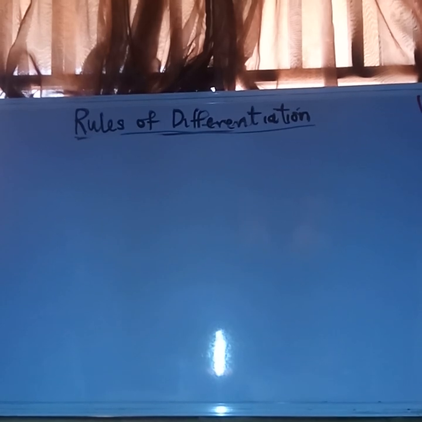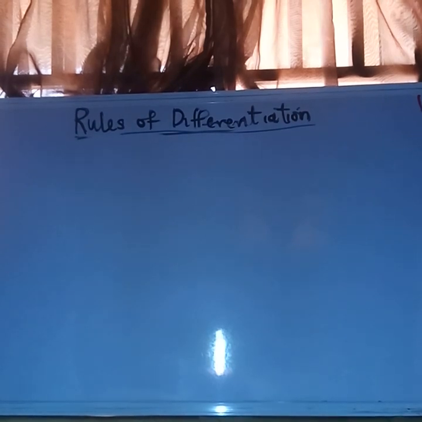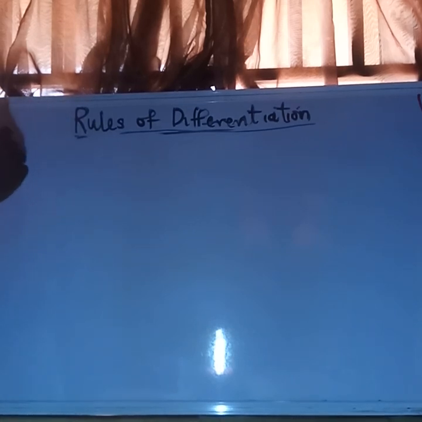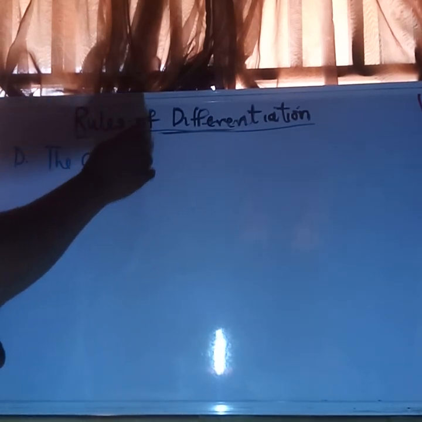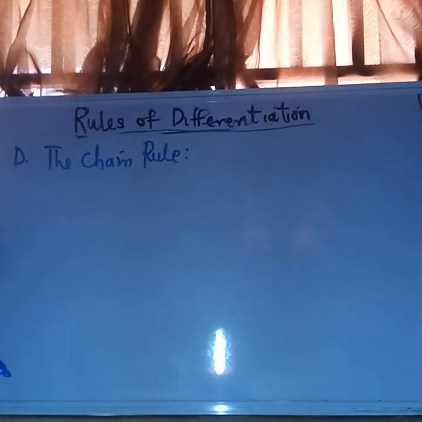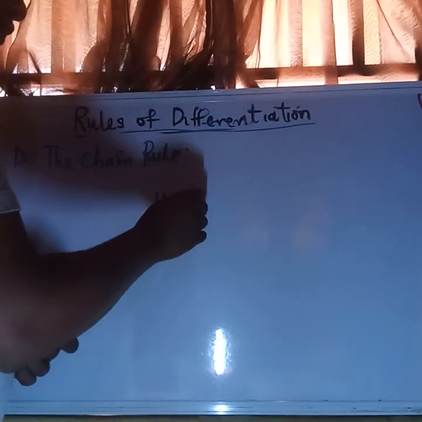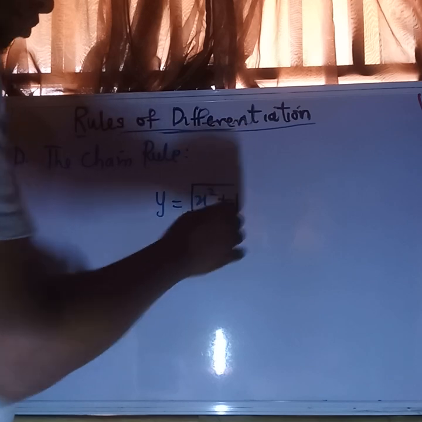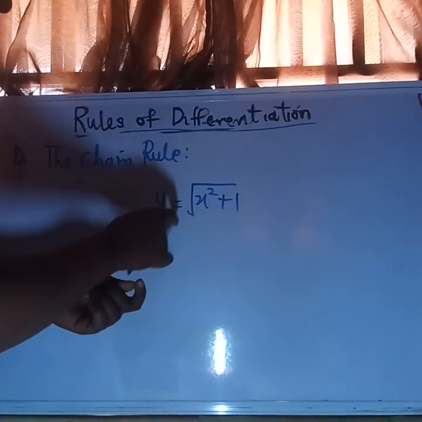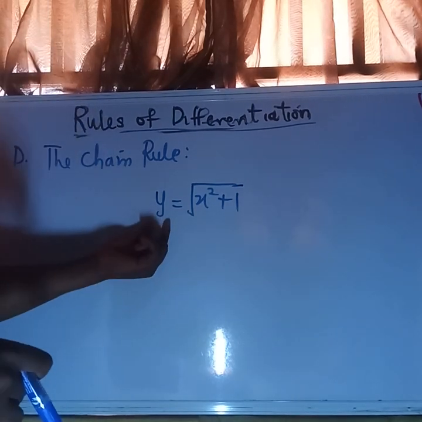So, we would like to continue from where we stopped under the rules of differentiation. This is known as the chain rule. So, we call this part D. The chain rule arises if you have a function of the form y equal to the square root of, for example, x squared plus 1. And our intention is to find the derivative of y with respect to x.